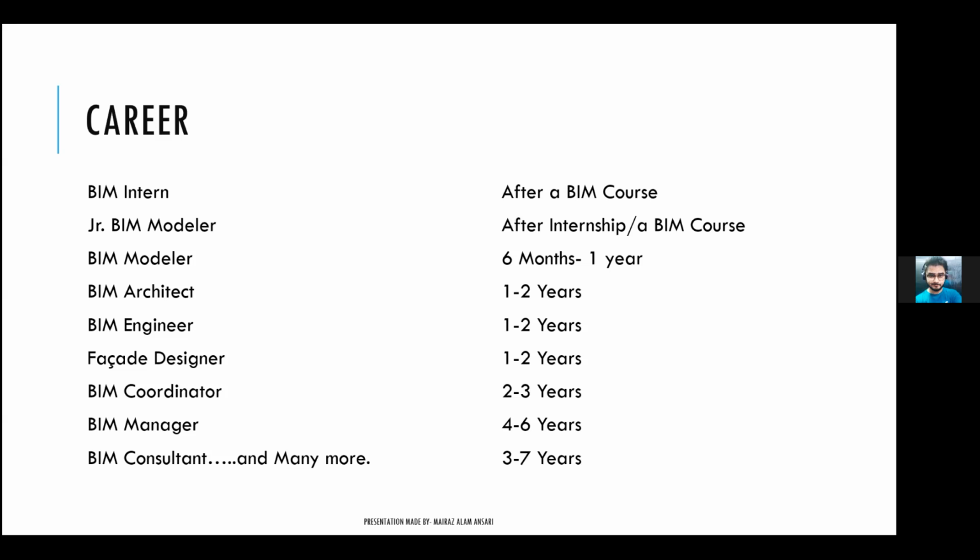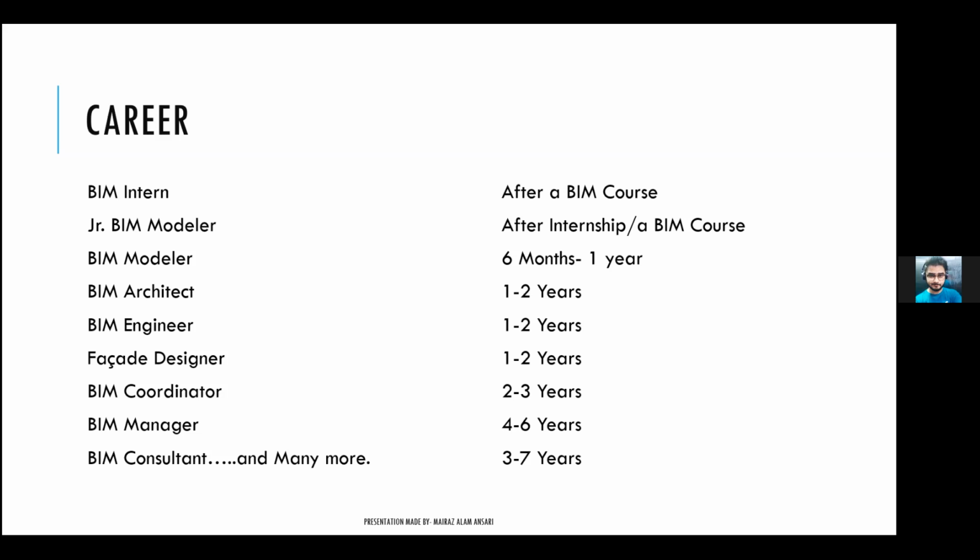If you are really good and you have learned all those things professionally, then definitely you can start as a junior BIM modeler as well. Then after 6 months to 1 year, you can be a BIM modeler. After 1 to 2 years, you can be a BIM architect, BIM engineer, or even a BIM designer, like a facade designer. And the next position is BIM coordinator. After 2 to 3 years, you can be a BIM coordinator. Even after 4 to 6 years, you can be a BIM manager.